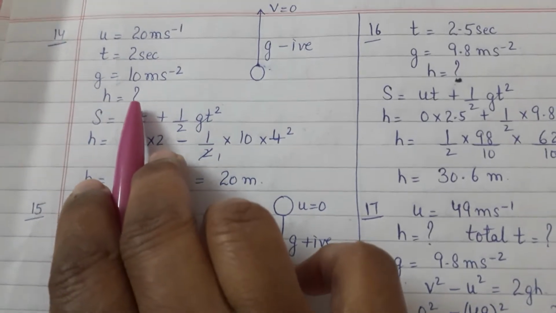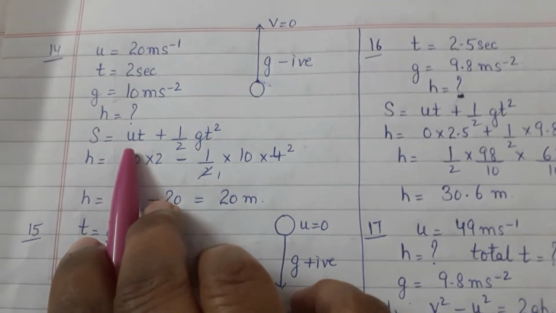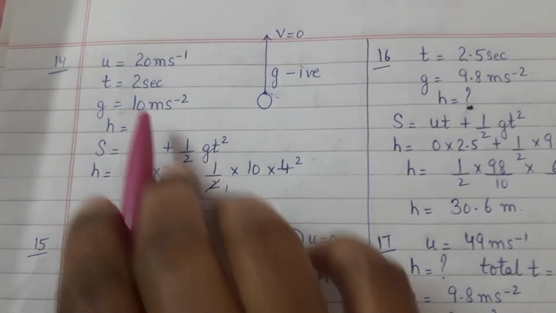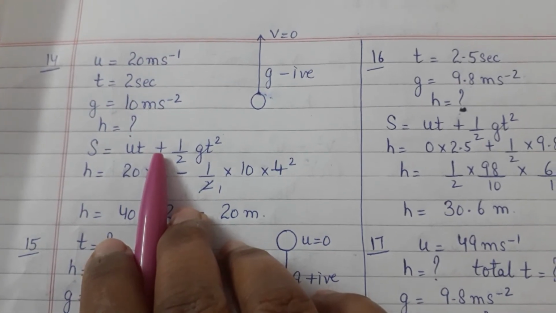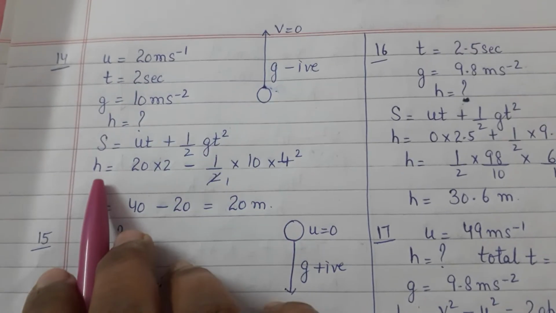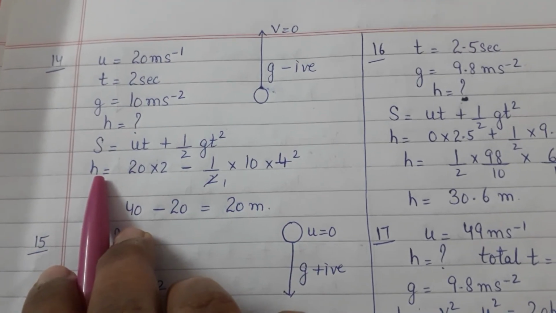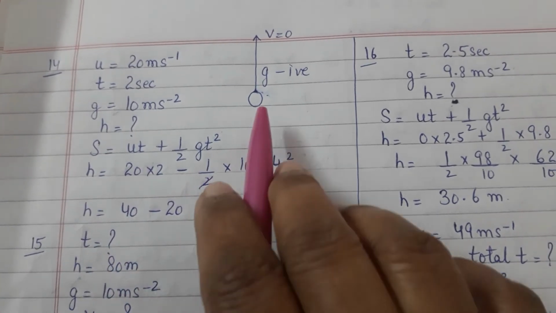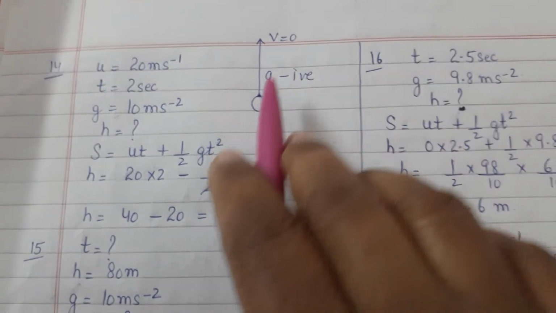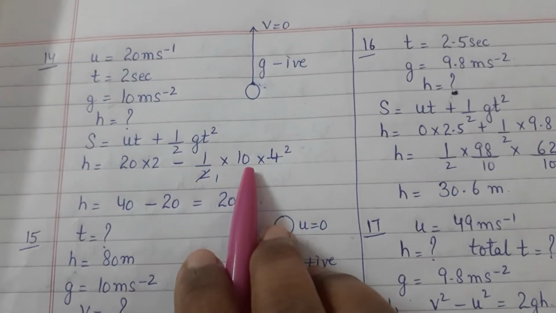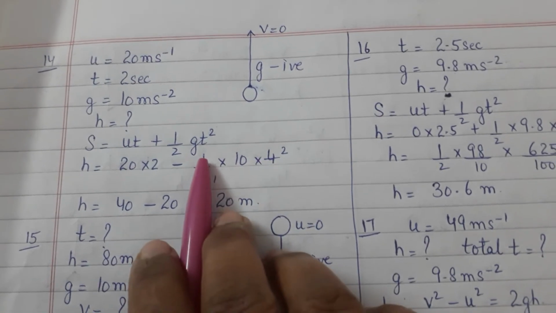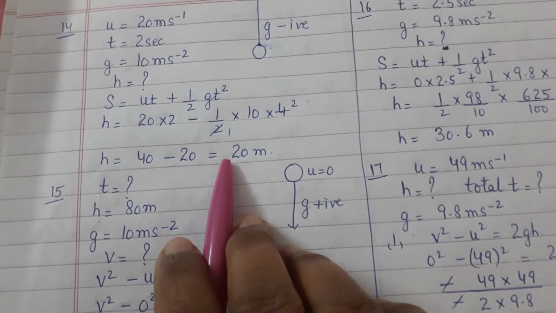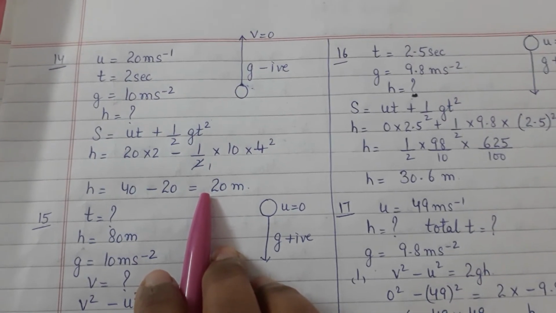Now, in order to find out the value of h, children, we can use the equation of motion. s is equal to ut plus half gt square, because in this we have all these values. We don't have the value of v. So, we use this equation. Instead of s, I use h because that's the distance, height. 20 is the value of u, 2 is the time, minus because the pebble is moving upwards against gravity. So, it will be negative g. Half into 10 into t square is 2 the whole square, 4. When I calculate this and work out the values, the value of h, that is the height, is 20 meters, right?